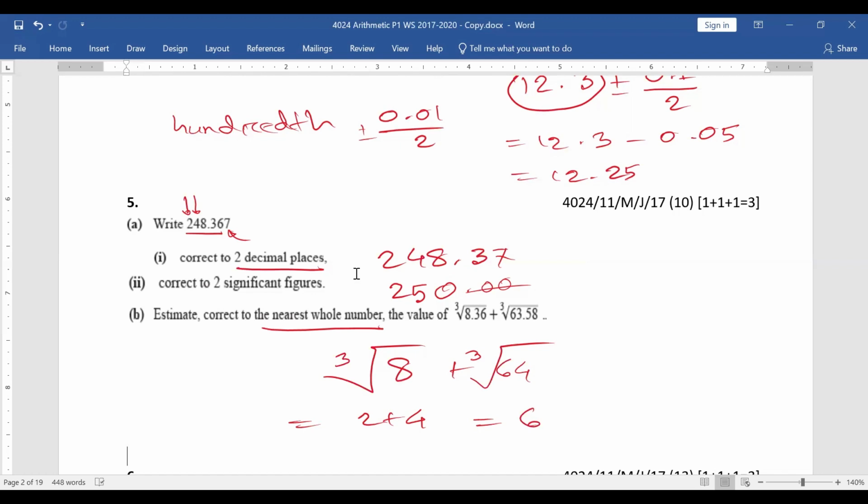So all the estimation, significant figures, decimal places, and this type of estimation correct to the nearest whole number is very easy. Just be careful about the digits, the decimal places and significant figures. You'll get the answer very easily. Don't miss this type of question. Just try to understand the question, and it's very easy to get marks from this type of question.